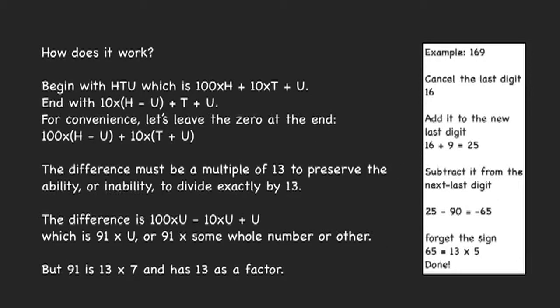How does it work? Begin with HTU, which is 100 times H plus 10 times T plus U. End with 10 times quantity H minus U plus T plus U. For convenience, let's leave the 0 at the end of the number you are working with, 100 times quantity H minus U plus 10 times quantity T plus U. The difference must be a multiple of 13 to preserve the ability or inability to divide exactly by 13. The difference is 100 times U minus 10 times U plus U, which is 91 times U, or 91 times some whole number or other, but 91 is 13 times 7 and has 13 as a factor.